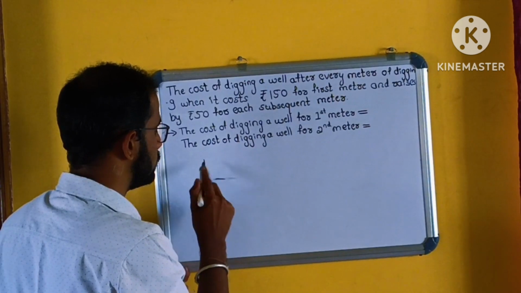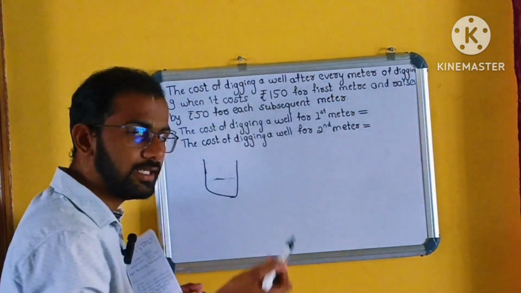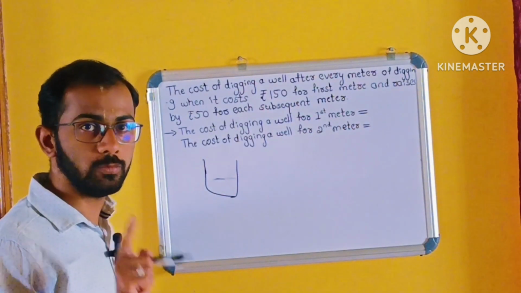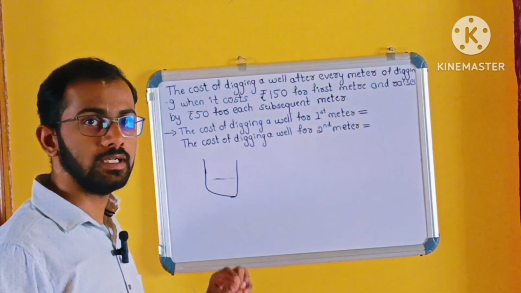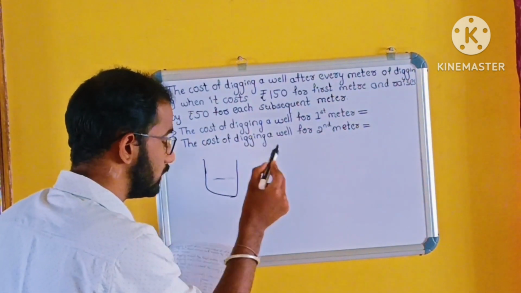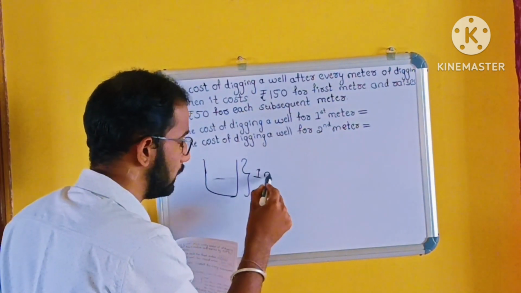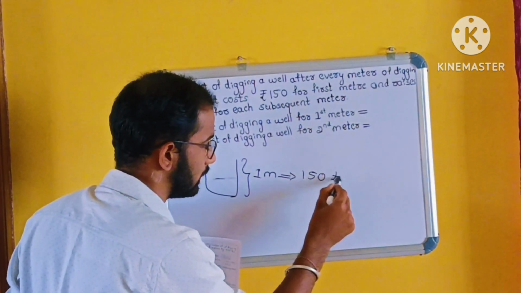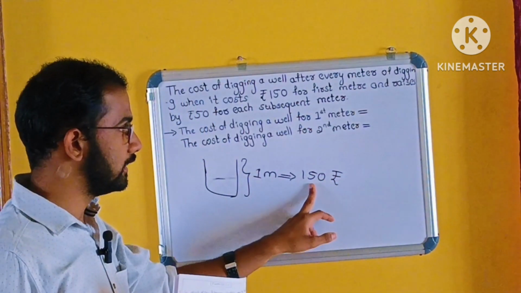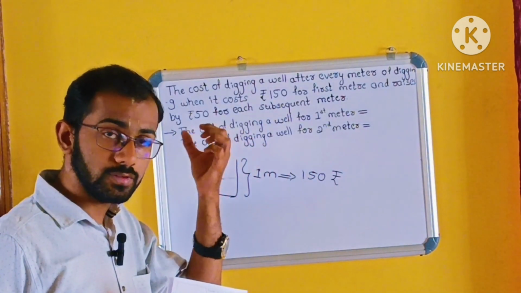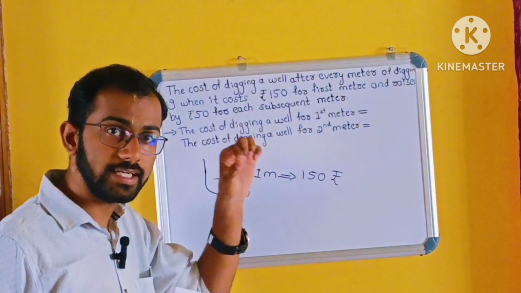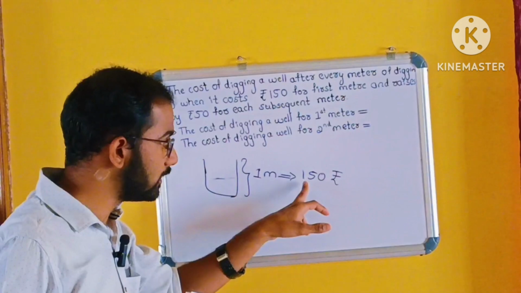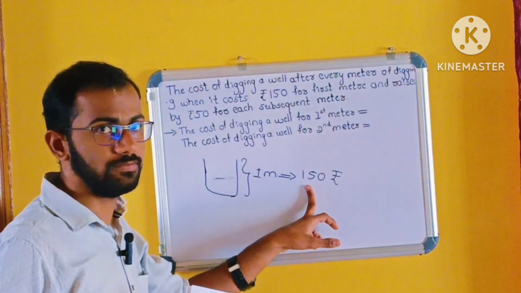If he wants to dig a well, then he calls one person for digging the well. He will charge 150 rupees for digging 1 meter. For 1 meter, the cost will be 150 rupees. So 150 rupees is the fixed cost: if you start digging a well and continue digging for 1 meter, it will cost you around 150.